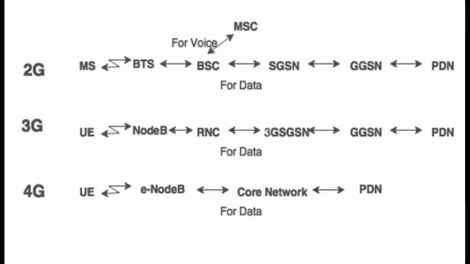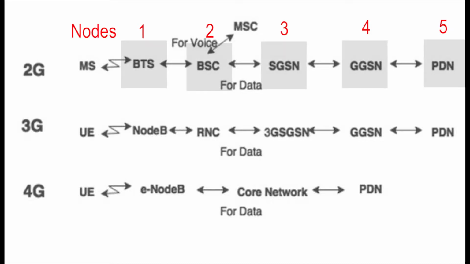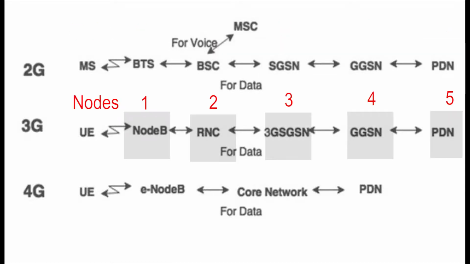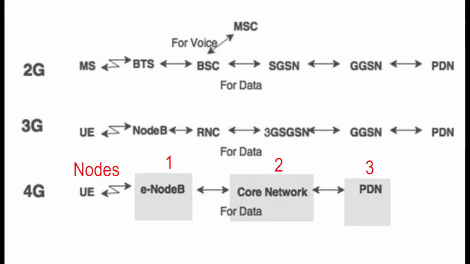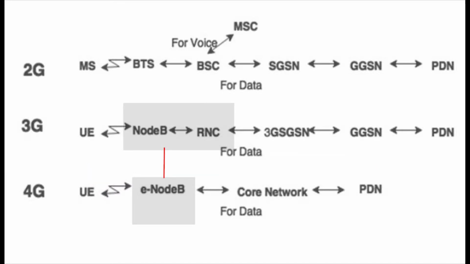I will compare the architecture of 2G, 3G and 4G. In 2G, there are 5 nodes. 3G also has 5 nodes and 4G has 3 nodes. In 2G and 3G, handover is handled by the BSC and RNC, but in 4G, handover is handled by the eNodeB, so it will reduce the latency, so the data rate will increase.